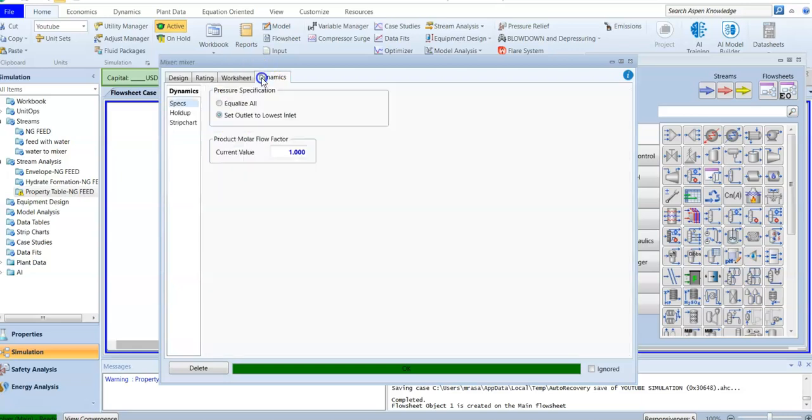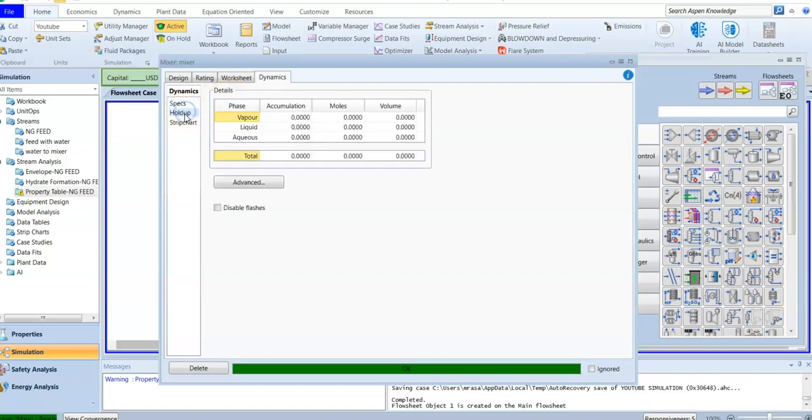Okay, so after that we have a dynamic tab here. If we are talking about the dynamic, we talked before that the pressure specification should be equalize all. The dynamic can't run set to the lowest inlet, it's equalize all. Okay, we have here the hold up, this is the accumulation. This section we have talked about before. We have an inlet, and the total of the inlet should be equal to the total of the outlet. But sometimes we have a hold up or an accumulation amount inside the mixer or any other unit operation that will be deducted from the outlet value.